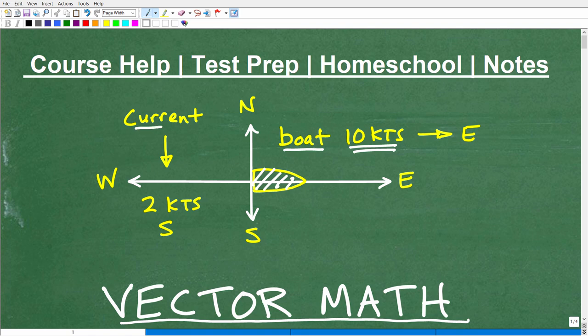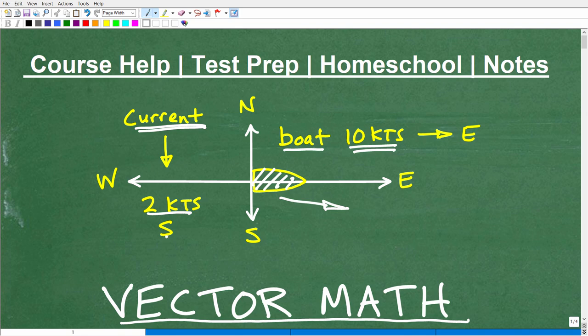And now we have a cross current and it's going due south and it's 2 knots. So the current in the water is due south. So obviously it's going to be pushing this boat off in some sort of direction this way. And what we want to determine is the actual course and speed of the boat when we factor in this current that is 2 knots due south.